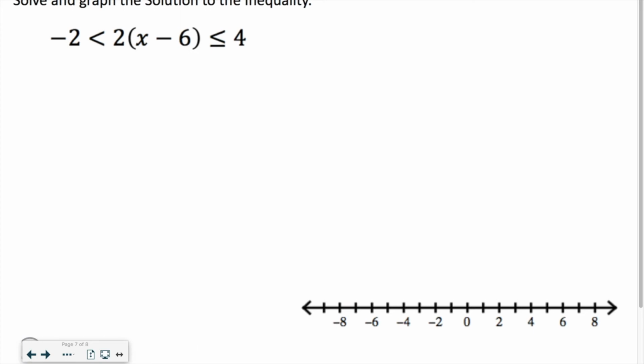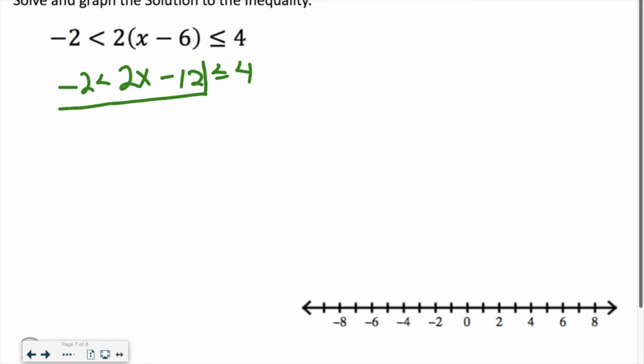All right, last one. Negative 2 less than 2 times x minus 6 is less than or equal to 4. So you're going to distribute first. Let's change the color. We'll do green. 2x minus 12 less than or equal to 4. Bring down your negative 2 and your less than. So we're going to do this side first. So we're going to add 12 to both sides, giving you 10 on this side is less than 2x.